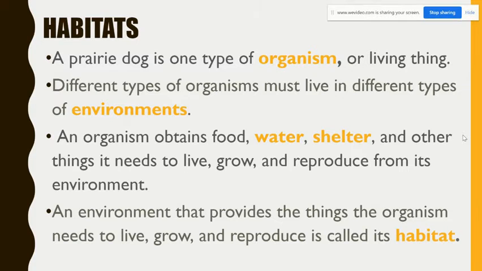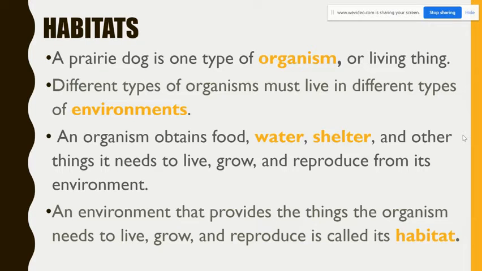So, some different things that we want to go through. We're going to look at different levels of organisms in the environment and how they interact. So a prairie dog, this is our example, is considered one type of organism, which is considered to be a living thing. So living things include plants and animals. They need water, oxygen, food, all of that to survive. So that is considered an organism.